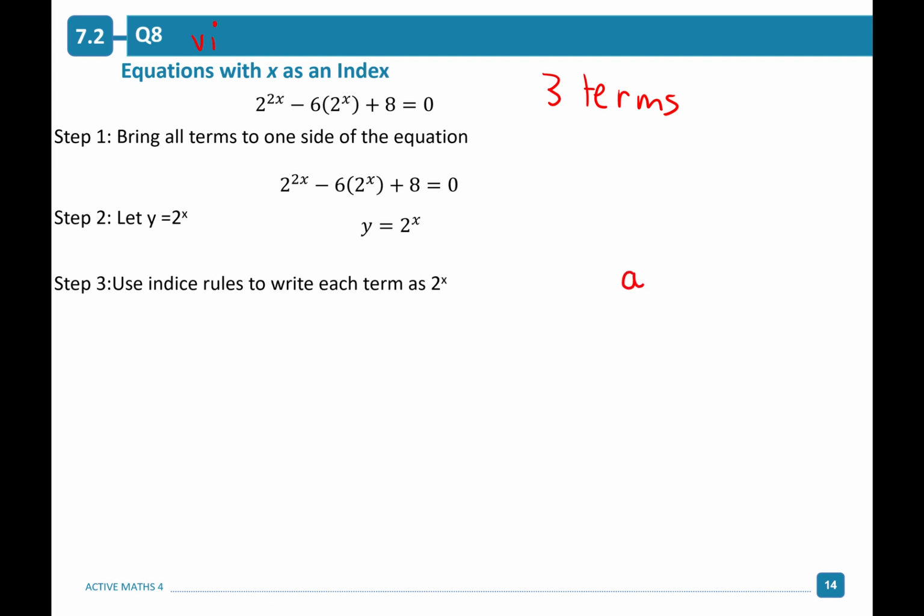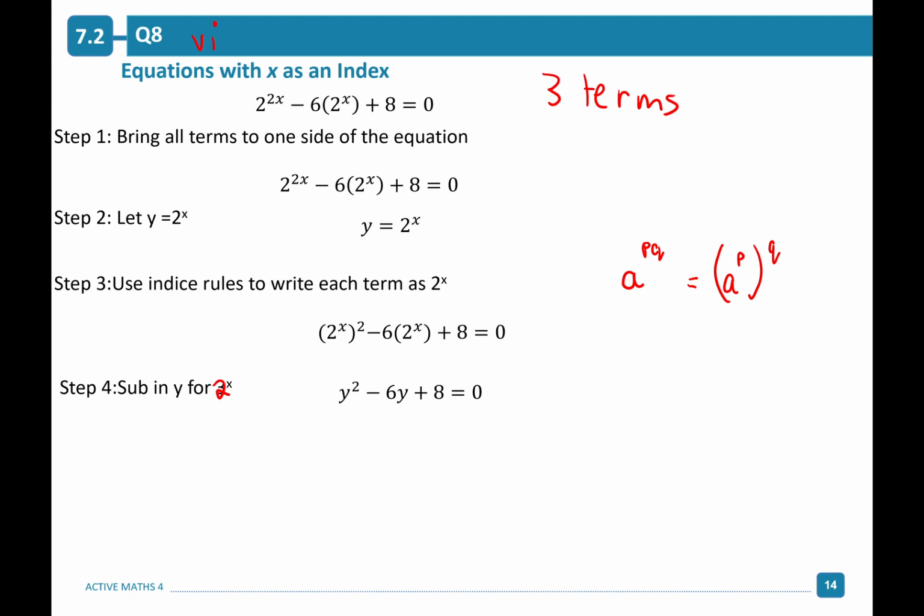We know that a to the power of p times q is the same as a to the power of p all to the power of q. So you can have different rules here. We're going to look at a few different ones. You should have page 21 open at all times in this chapter. So that means that 2 to the power of 2x is the same as 2 to the x squared, minus 6 times 2 to the x plus 8 equals 0. And now we can just pop in y everywhere we see 2 to the power of x.